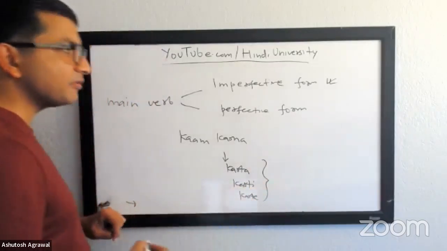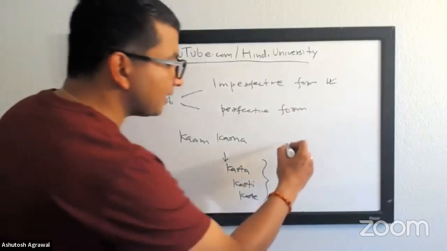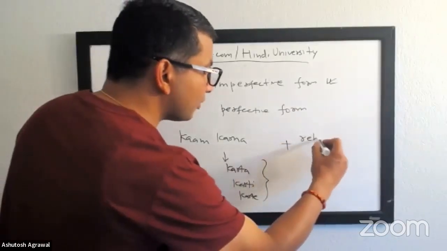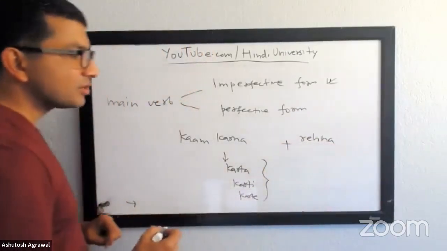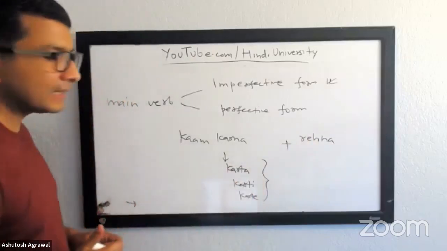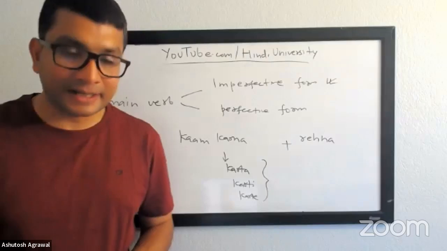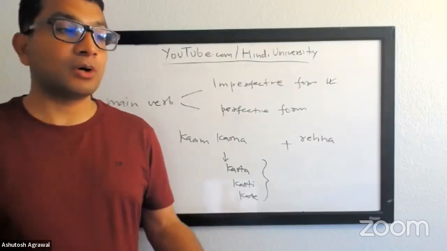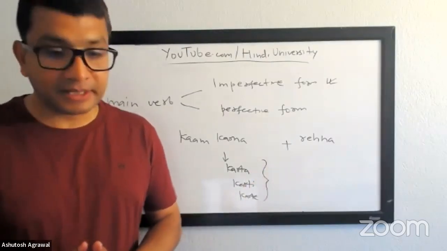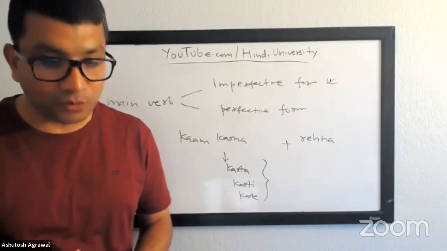These will be the imperfective form, and along with that you are using the form of रहना. Okay, so for present you use रहता, रहती or रहते. For past tense you use रहा, रही and रहे. So if I'm talking about they, like वे काम करते रहे. Okay, they kept on working.